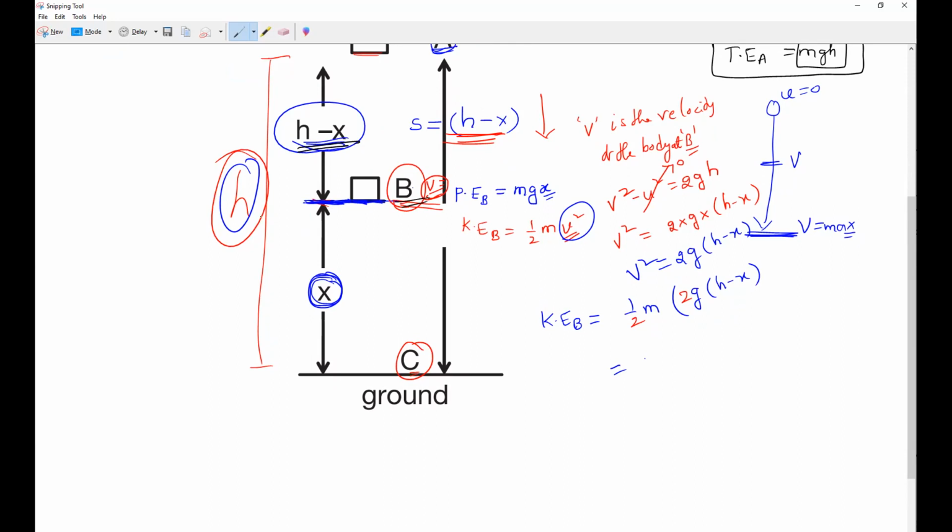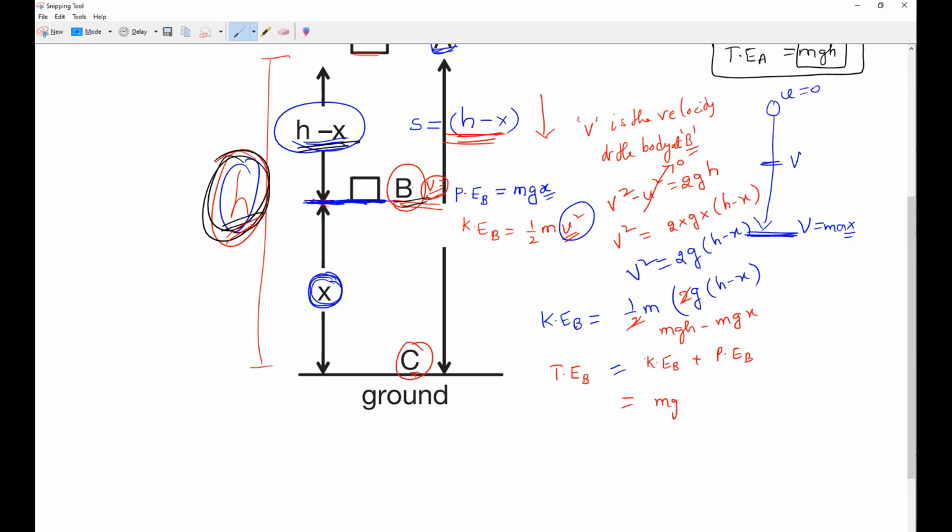Till point C, how much distance has it traveled? H meters. Am I right or wrong? Now the total energy at point B is equal to kinetic energy plus potential energy. The 2 will get cancelled, which turns into mgh minus mgx.